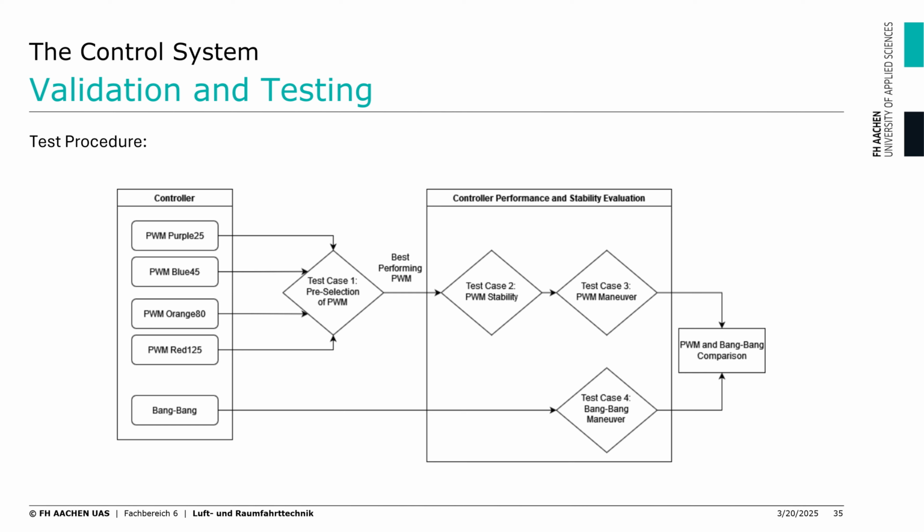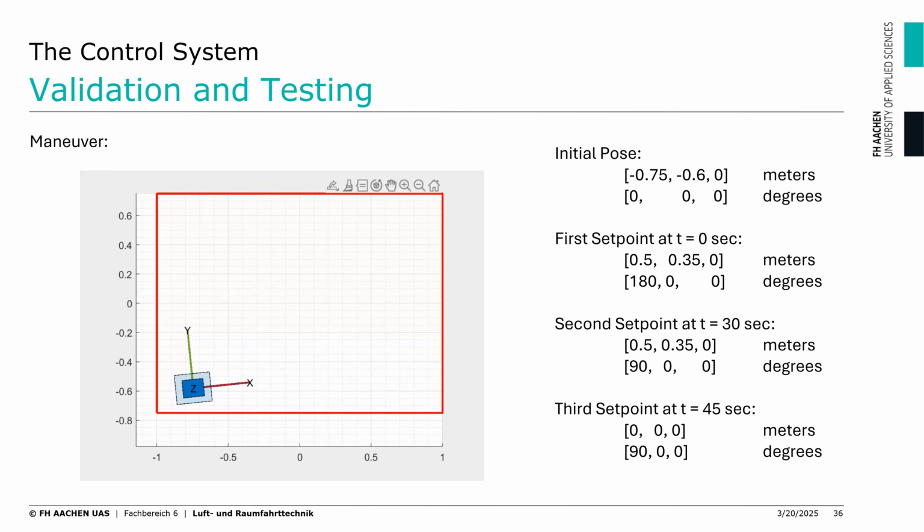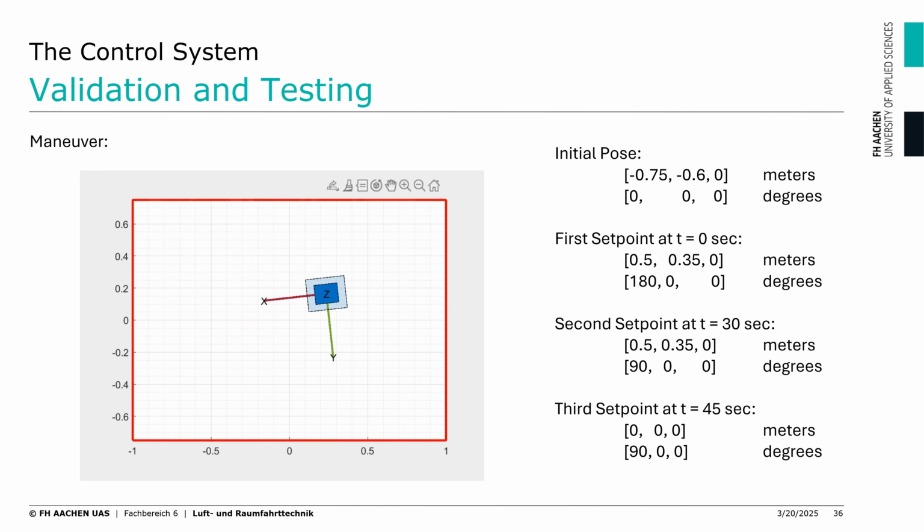In order to test the performance of the 2 controllers, a total of 4 test series were carried out, which are presented here as a flowchart. At this point, I only want to talk about the test cases 3 and 4, the so-called maneuver tests for the PWM and bang-bang controllers. Let's move on to the execution of this test. The test consists of 3 consecutive setpoint changes. The motion to be executed by the demonstrator is shown in this shortened video.